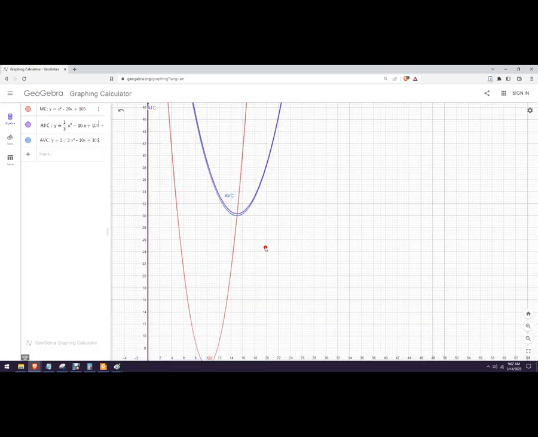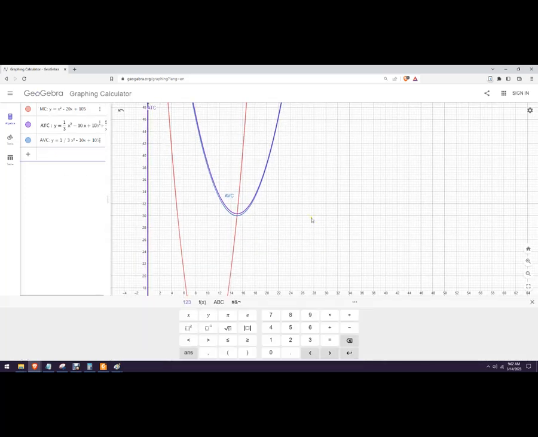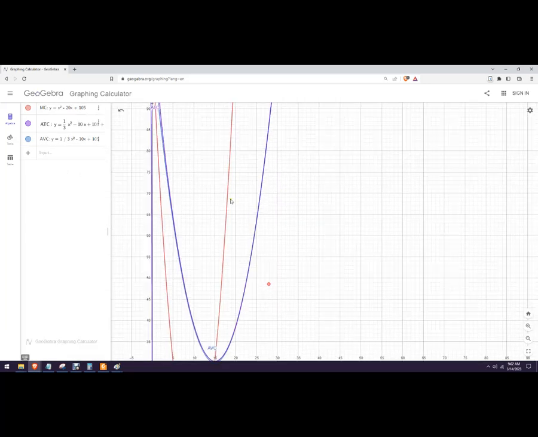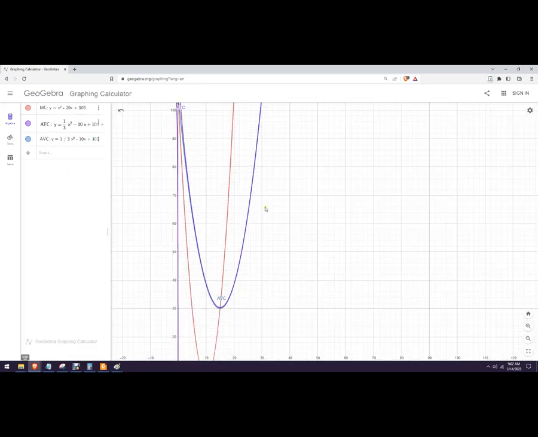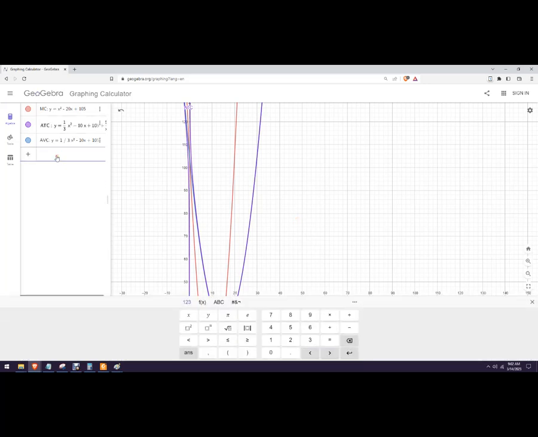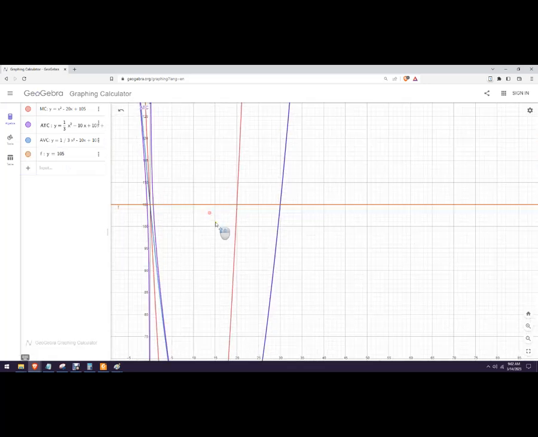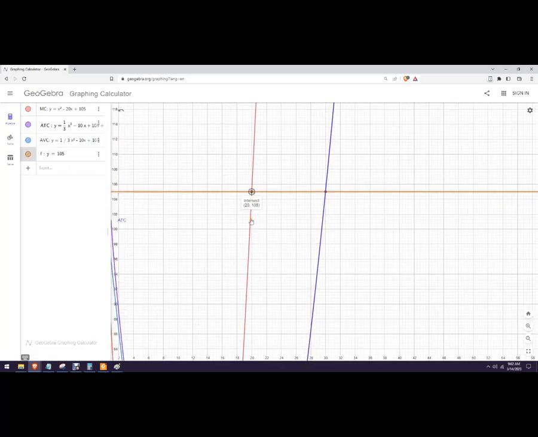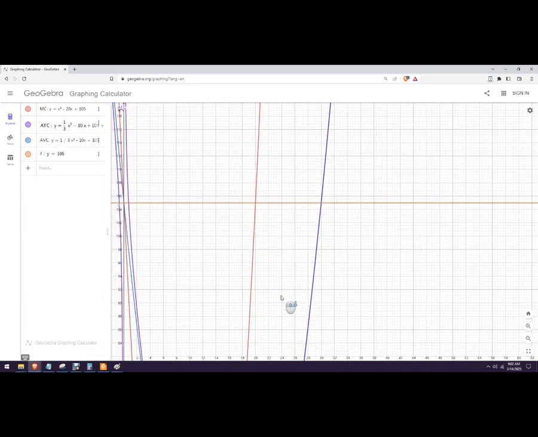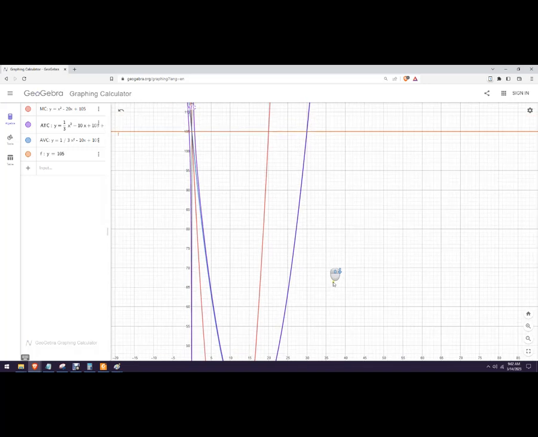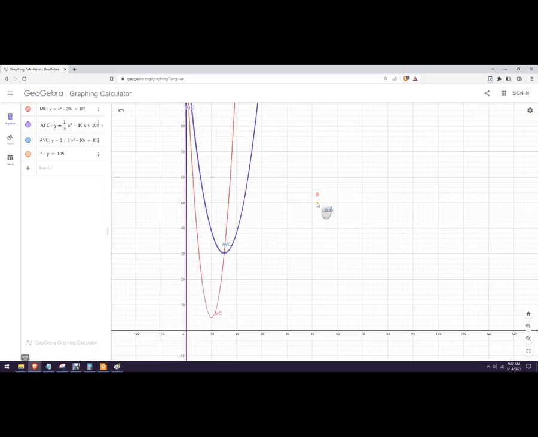Really easy. And then you could just find the price where price equals marginal cost. We can also just go y equals 105, and it's going to draw that line right there. You can click on that, and it'll tell you 20 units, 105. So they're going to produce 20 units because that's where marginal cost equals marginal revenue.